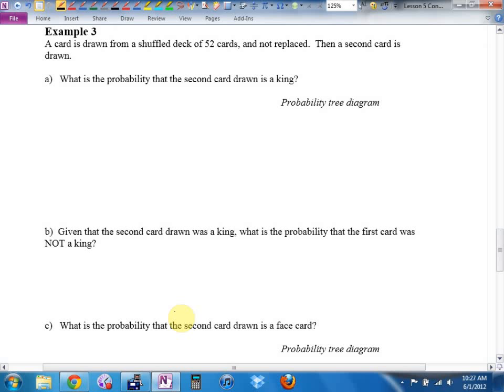Example 3. A card is drawn from a shuffled deck of 52 cards and not replaced. Then a second card is drawn. What is A asking me to find? Depends. What does it depend on? Okay, so for our tree, let's go: King 1, not King 1, King 2, not King 2, King 2, not King 2.